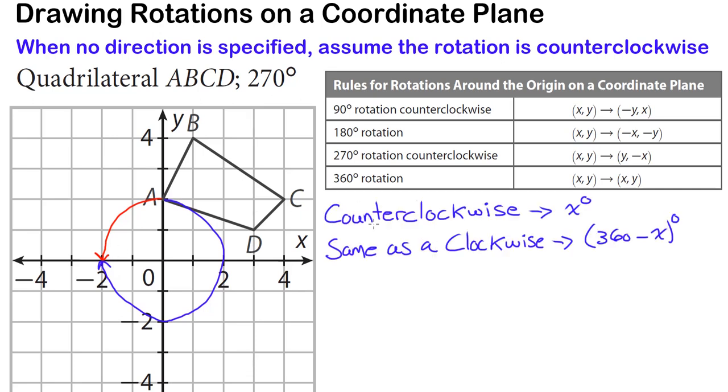So the rule is a counterclockwise rotation of x degrees is the same as a clockwise rotation of 360 minus x degrees. So for example, in a 90-degree rotation counterclockwise, 360 minus 90 is 270. So that is the same as a 270-degree rotation clockwise.